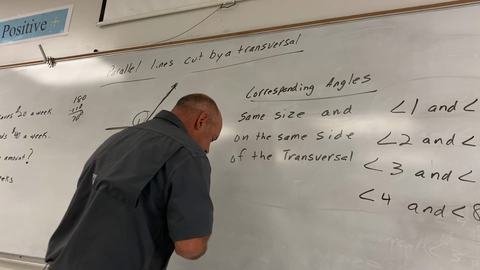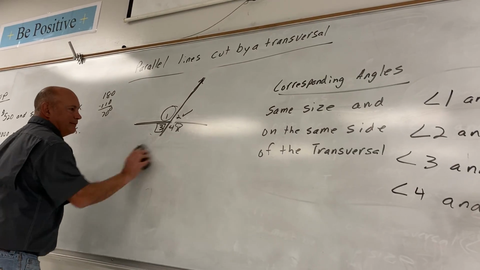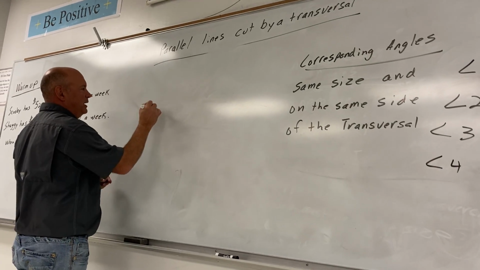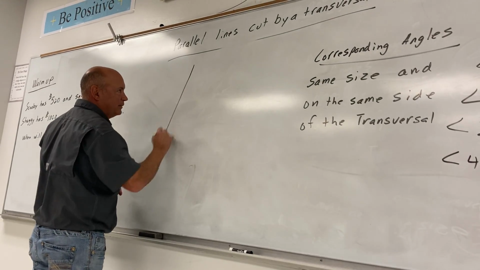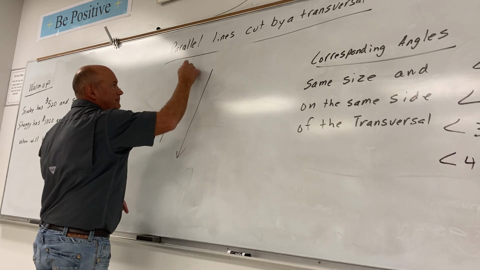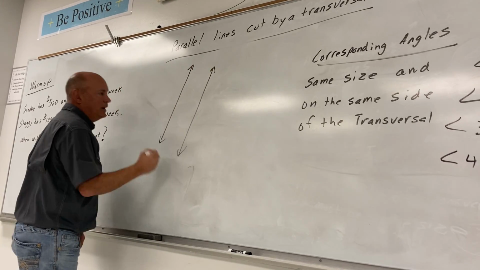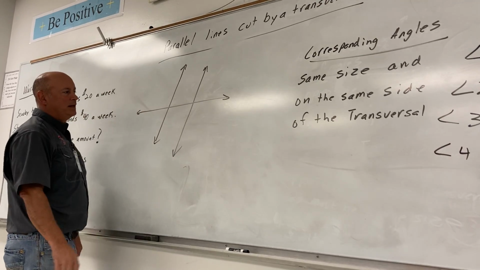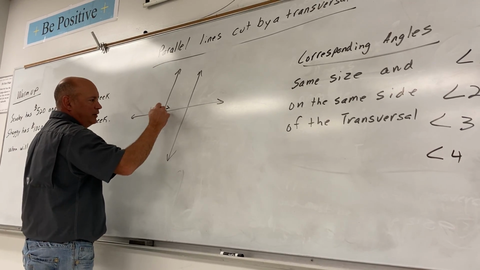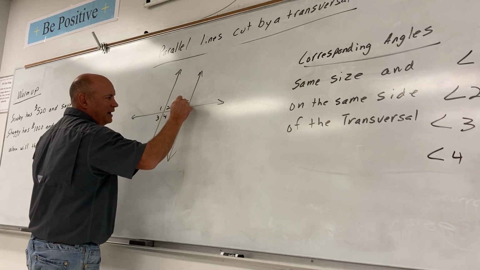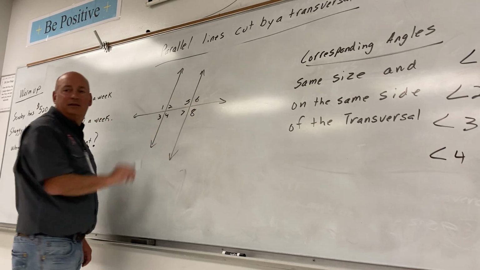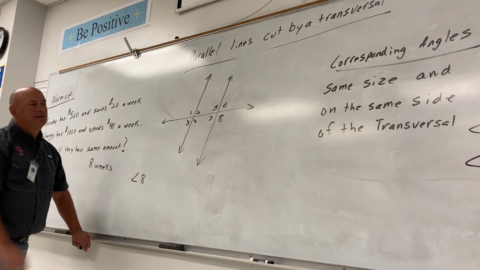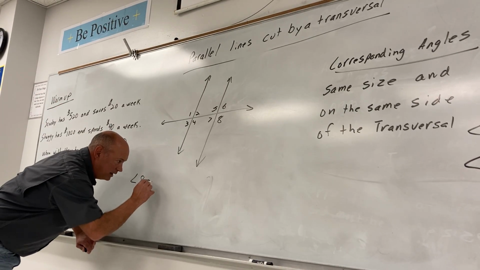All right, so let's say they give me parallel lines. Ooh, I'm going to mess y'all up. What if I put the parallel lines this way? Does it change anything? No. And the transversal can go this way. All right, I'm going to number them. 1, 2, 3, 4, 5, 6, 7, 8. What if on the homework they tell me angle 8 is 120 degrees?